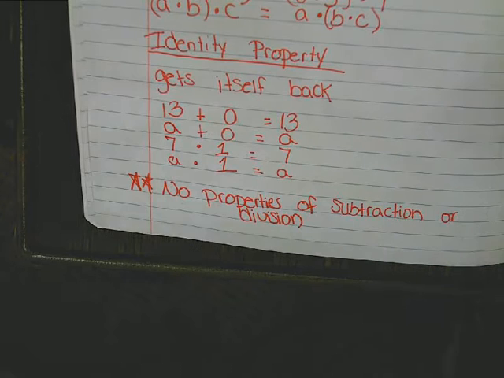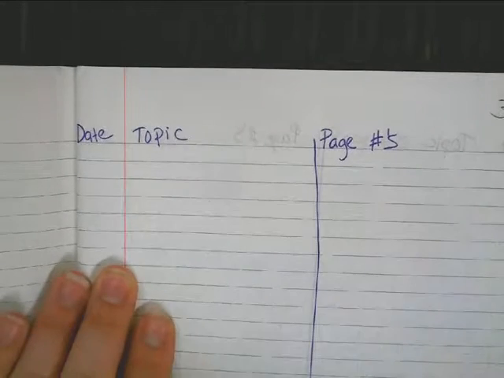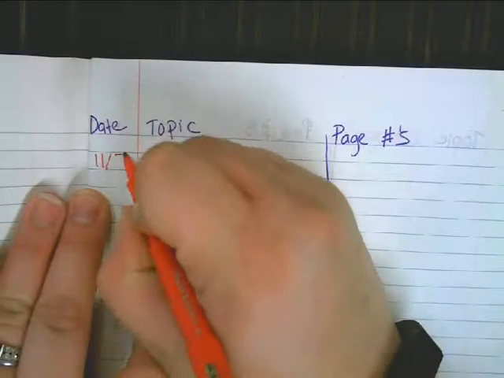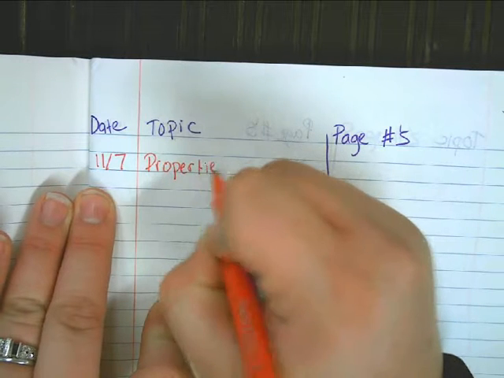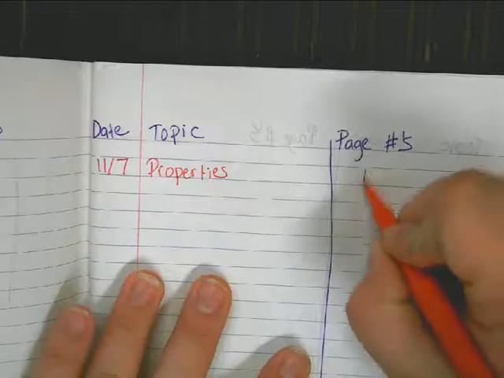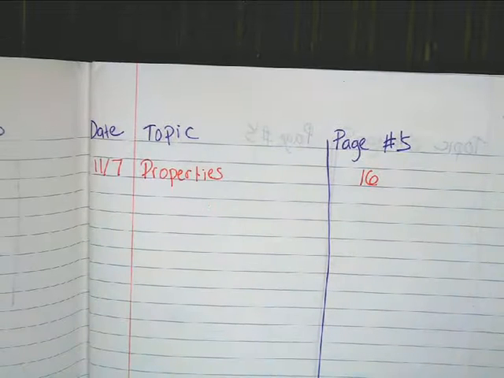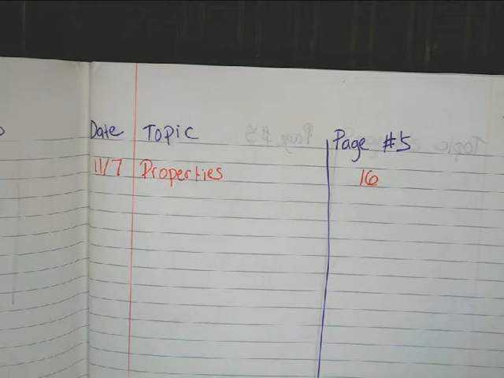So what we're going to do, you're going to flip back to the beginning of your notebook, and you're going to go to page 3. We're going to fill out your table of contents. We're starting on page 3. Should be a blank page because it's a new quarter. So we're dividing your material by quarters. So today is 11/7, and we looked at properties today. And we were on page 16. Okay, 11/7, properties, page 16. Close it up.